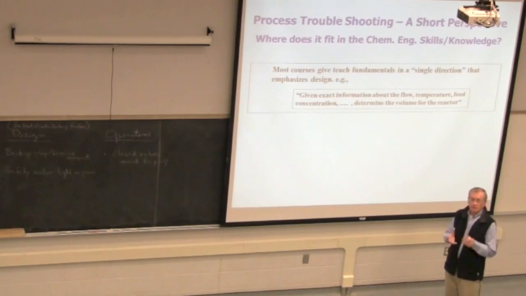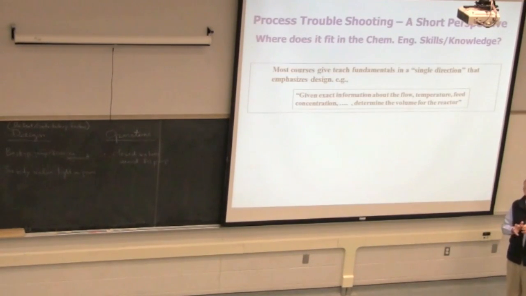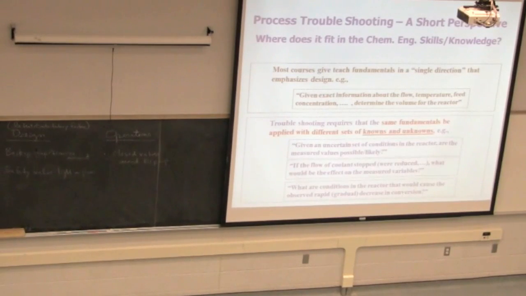All of those calculations are very valid, good calculations. But if you do them once, you need to look at the principles with a different perspective instead of doing this question 100 times. So what are the same principles? Given an uncertain set of conditions in the reactor, are the measured values likely? So what would happen if on your final exam in 3K4, somebody gave you that problem instead of that problem? Would you be ready for it? Hopefully you will after this course.